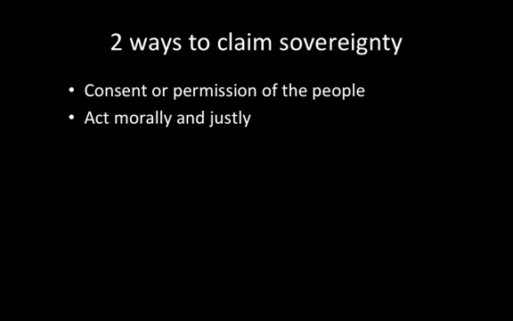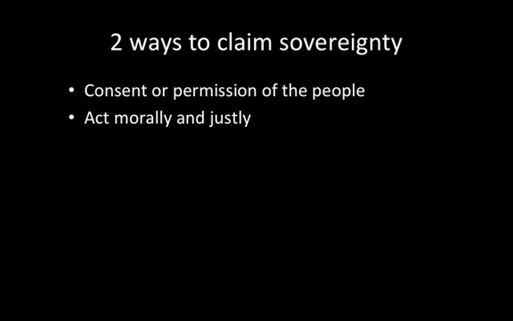Okay, so there are two ways to claim sovereignty. The first way is to have the consent or permission of the people. Usually that's done through elected officials, and the people agree to be governed. The second, and equally important, is that the government must act morally and justly. It means that it cannot violate the rights of people. If either of these two conditions is not met, then the government cannot claim sovereignty.